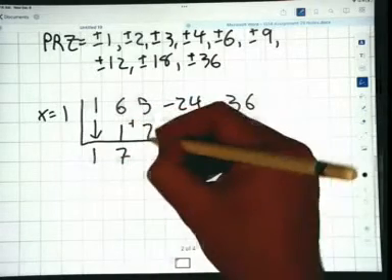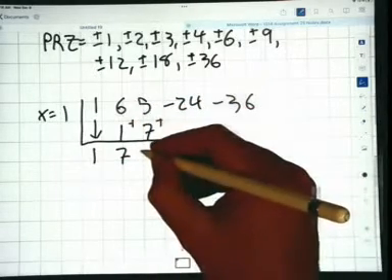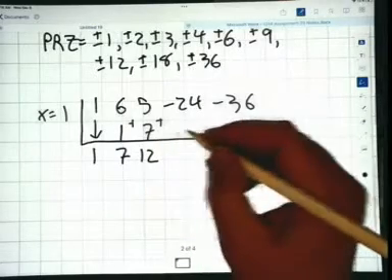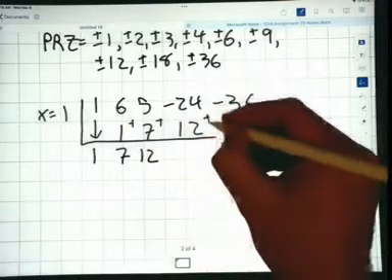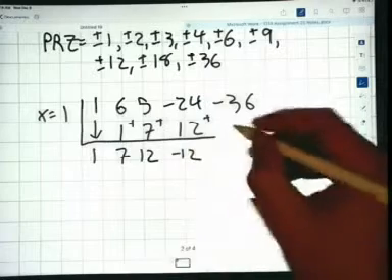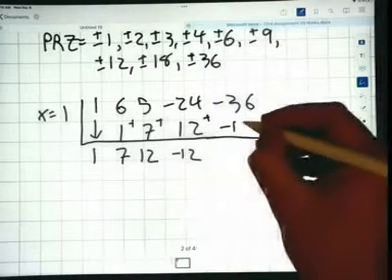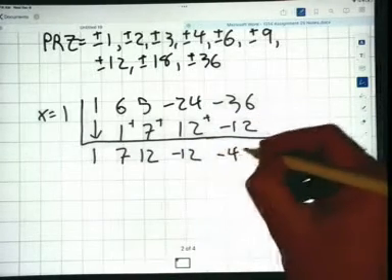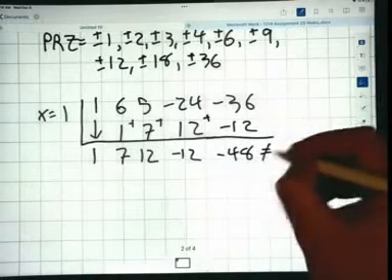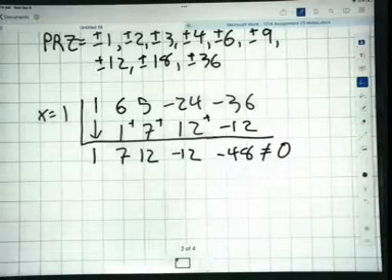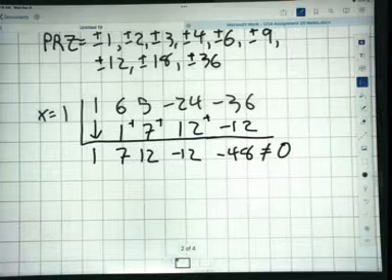1 times 7 is 7. Add, we get 12. 1 times 12 is 12. Add, we get negative 12. And I don't think we're going to get there. Remember, we're looking for a remainder of 0.